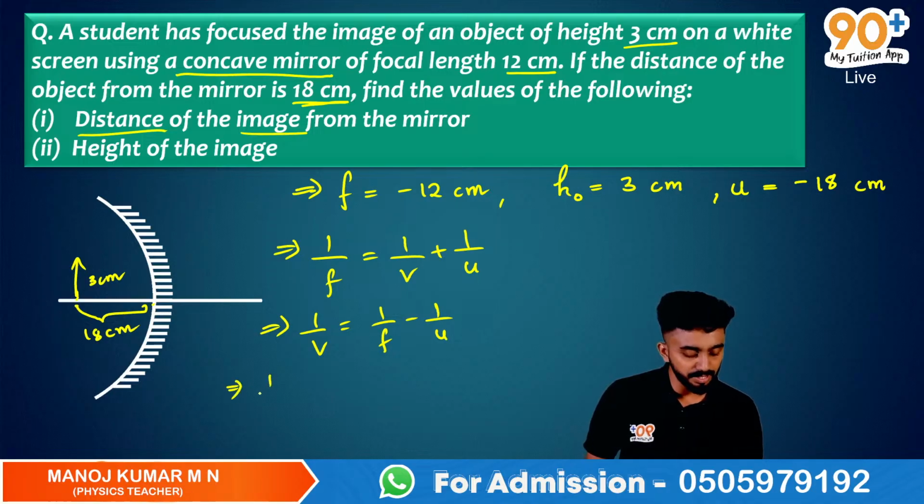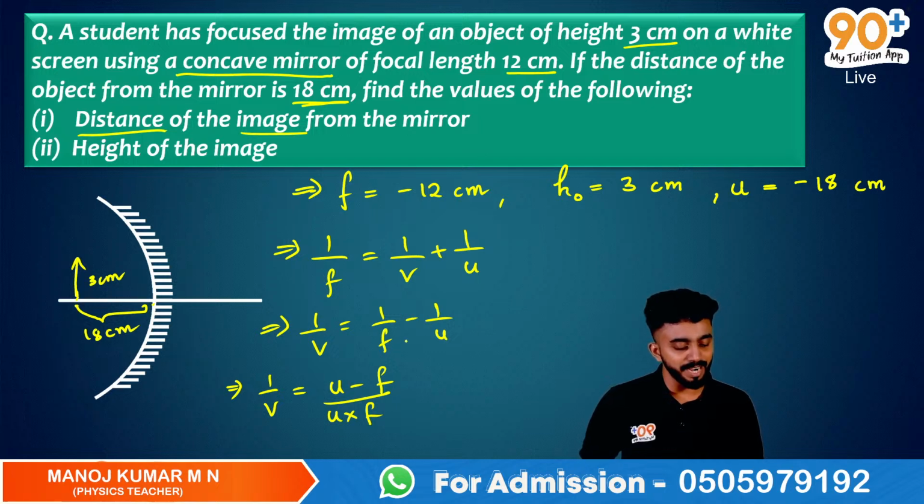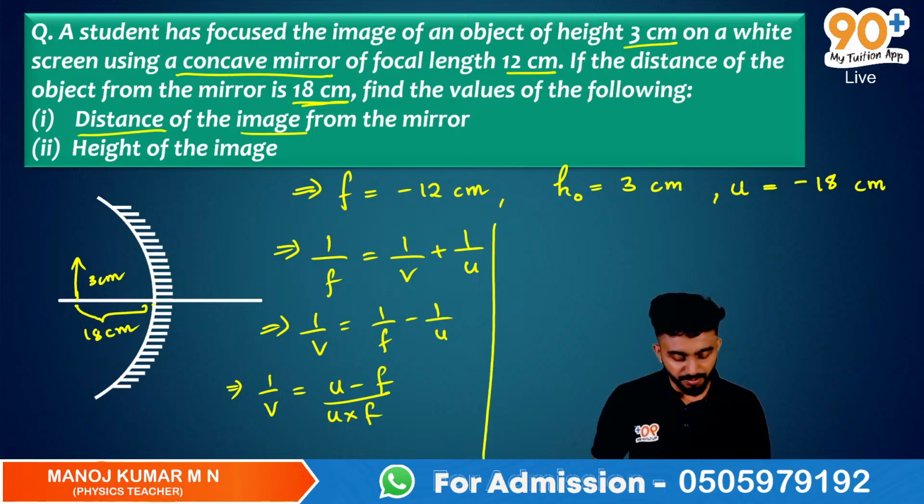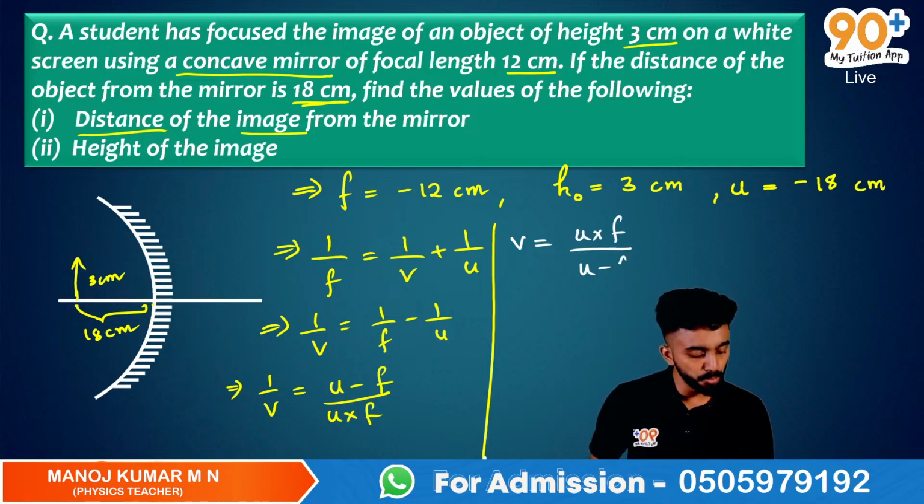Rearranging, we can write 1 by v is equal to u minus f divided by u into f. Isn't it? Cross multiplication: 1 into u is u, minus 1 into f is f, divided by u into f. When you take the reciprocal, v is equal to u into f divided by u minus f.